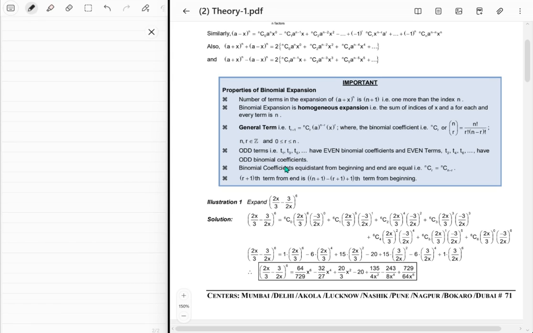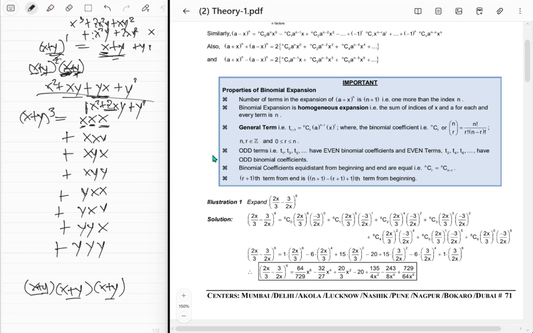Properties of binomial expansion: number of terms in the expansion of (a + x)^n is n plus 1. Come on, it's obvious. It goes from 0 to n. So 1 to n, that's n numbers; 0 to n is n plus 1. Binomial expansion is a homogeneous expansion. I mean, that's obvious, right? From this proof alone, you can see why this is the case.